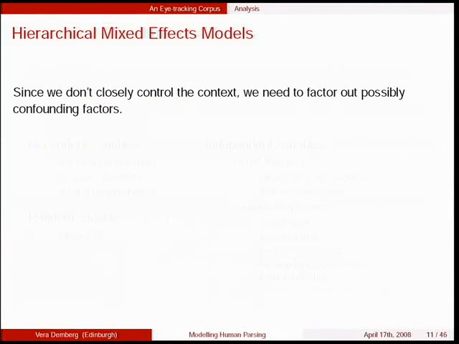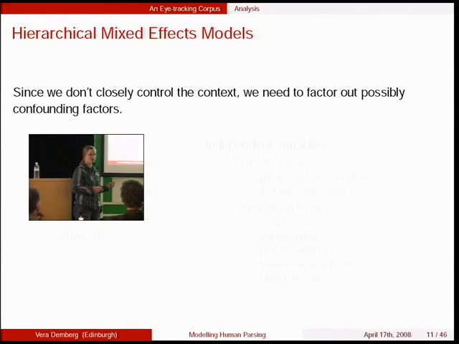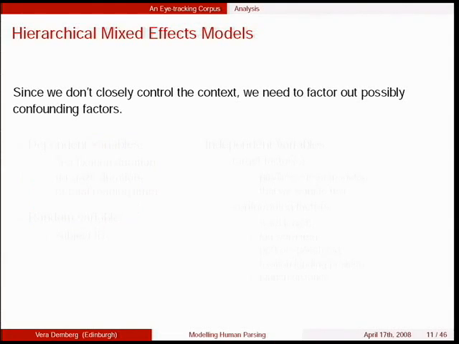But since we don't have close control over the text, as I said before, there are lots of different aspects that can influence the reading time at a specific word, right? So there's not only the syntax, there's going to be the word length, the word frequency, and all these have influence on the fixation time on a specific word. And since we don't control for those, we have to somehow account for them and see what of the variance remains to be explained in the first place.